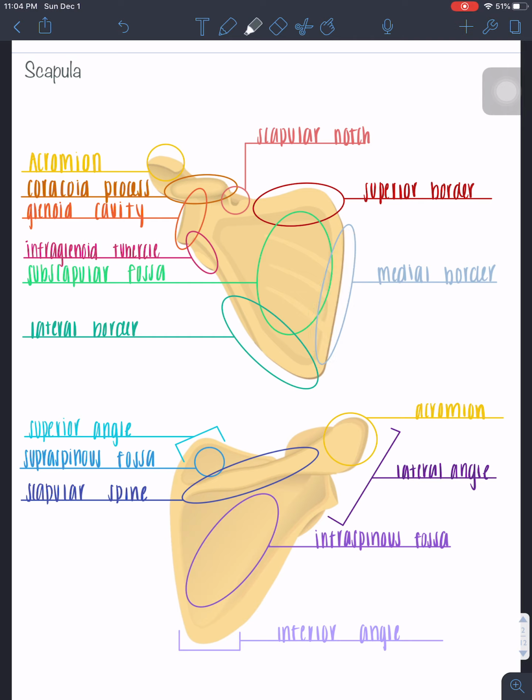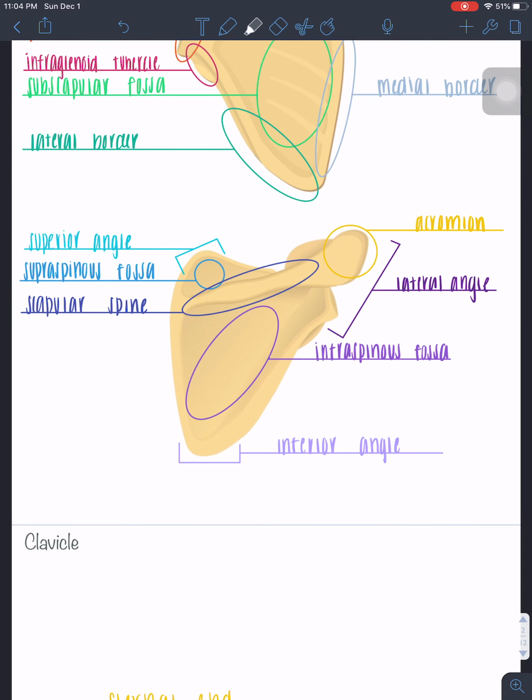Once we're done with the borders, there is the subscapular fossa. And then after the subscapular fossa, there is the infraglenoid tubercle. So if you remember that the glenoid cavity is right here, you should remember that the infraglenoid tubercle, infra meaning below, is right here.